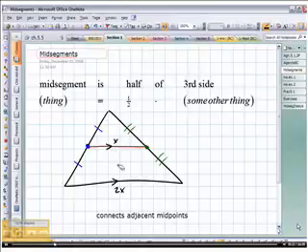The second property, which we were using in the homework today, is that it's half the length of the third side. So if this third side is, say, 2x, whatever x is, then this mid-segment is x. It's half of that. So if this was 20, this would be 10. If this was 200, this would be 100, and so on. So the mid-segment is half of the third side. Okay? So those are the two properties involved in mid-segments.